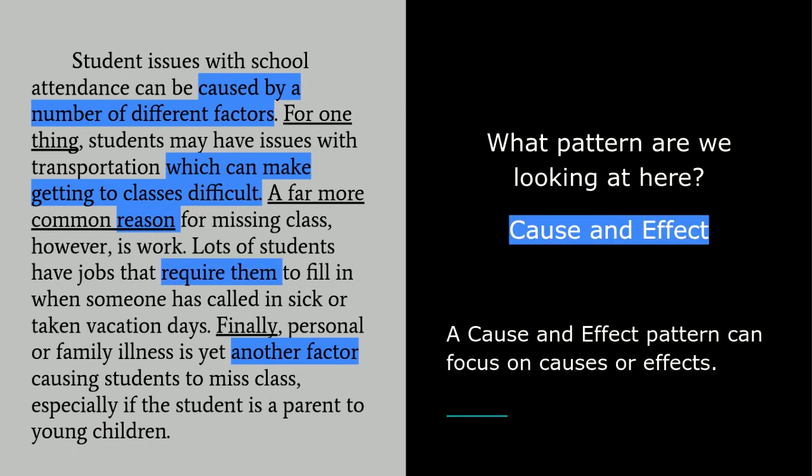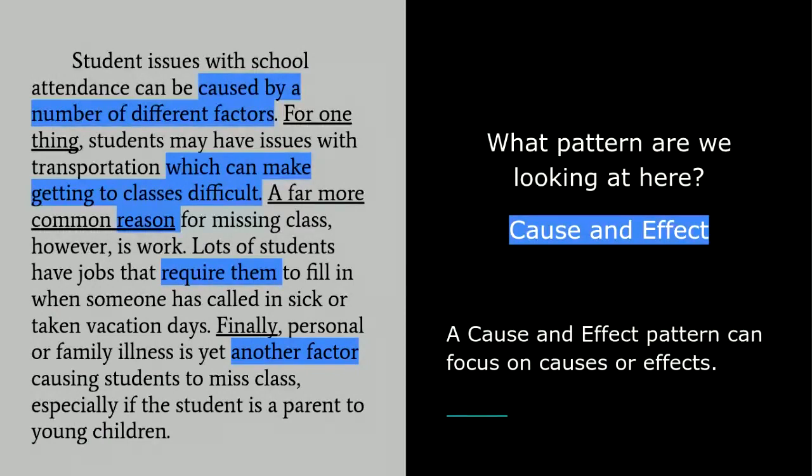Do you see that? Here in the first sentence, "student issues with school attendance can be caused by a number of different factors." So the main topic is student issues with school attendance. You'd say the overall topic, but what they're saying about it, the main idea, is what causes that, what causes students to miss class.